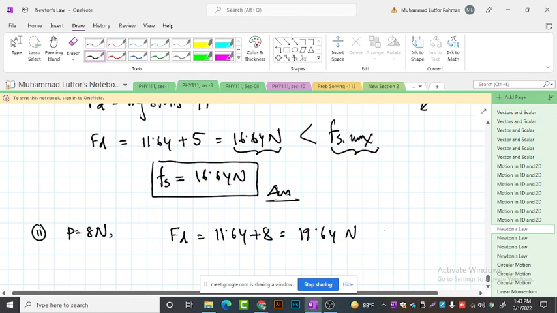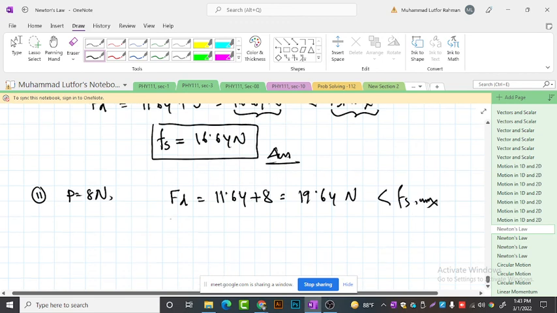19.64 Newton, which is still less than your Fs max. That means the block is still not going to move. Then I can say my frictional force on that block would be Fs, which would be 19.64, and it would also be in the upward direction. You have to also mention the direction because it's a vector. It should be upward in the inclined plane. That's the answer of this one.